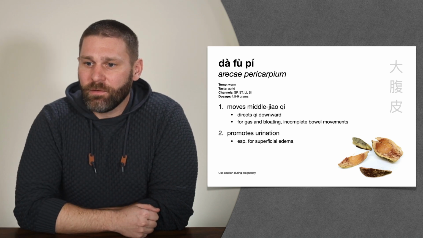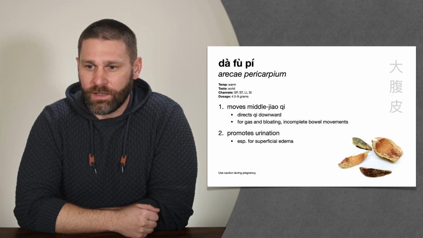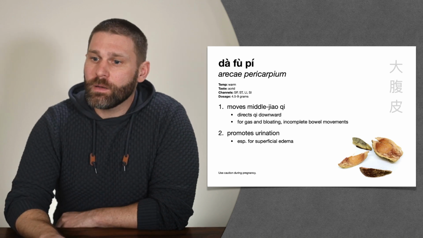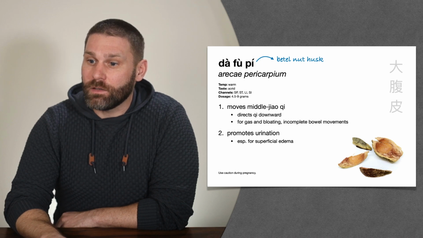Next is Da Fu Pi, Arecae pericarpium. Da Fu Pi, Arecae pericarpium, and this is betel nut husk.